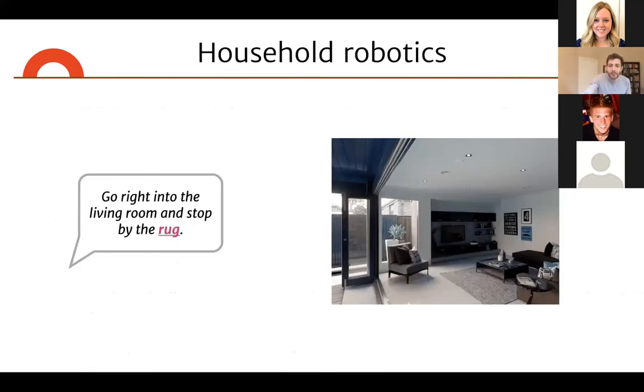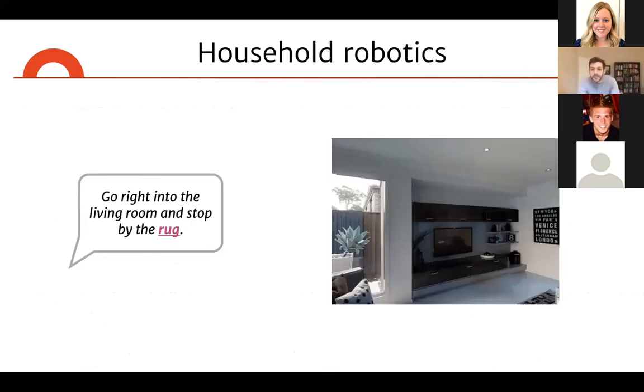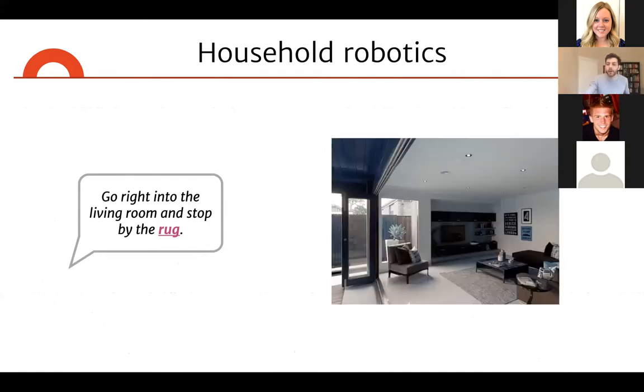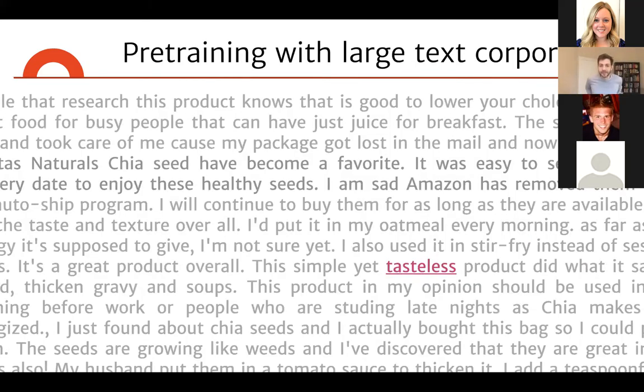And I would contrast that, again, with the kinds of problems that we face when we're building these sorts of natural language interfaces, which are really all about not relationships between sentences or between text and text, but fundamentally about relationships between natural language and the world that it describes. So if you're going to follow an instruction like go right into the living room and stop by the rug, at some point somebody has to show you what a rug looks like or what a living room looks like, and no amount of text data on its own is going to help you do that.